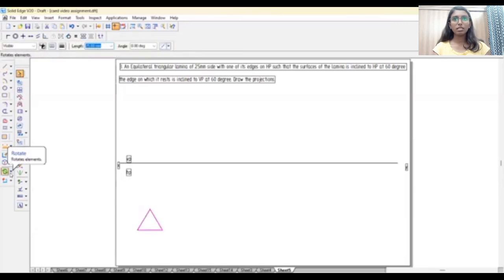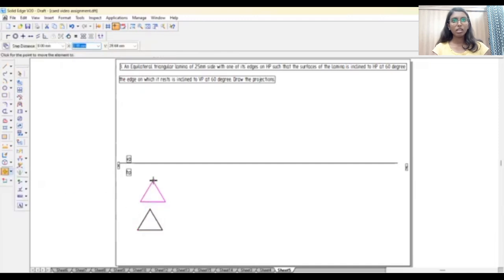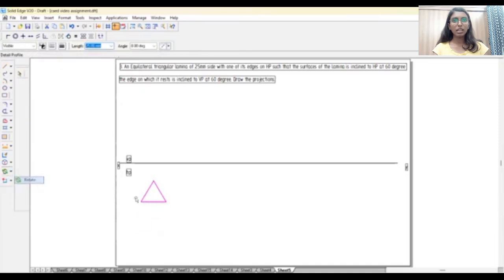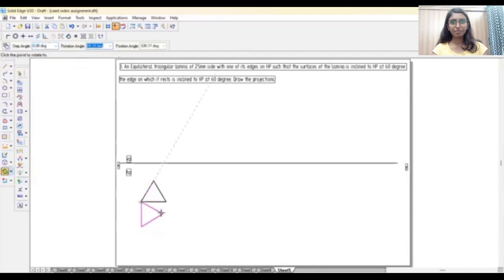Now take the line option, draw a straight line from one end to another end. Now take text option, type X and Y from the other side. Now write VP above the XY line and HP below the XY line.